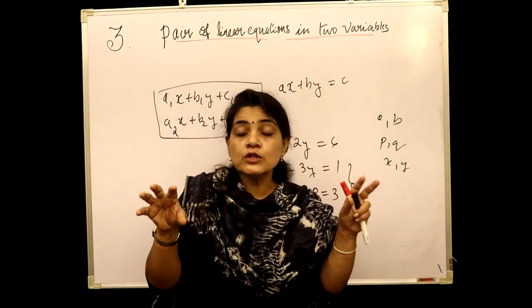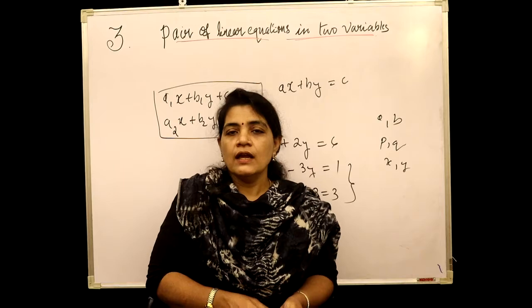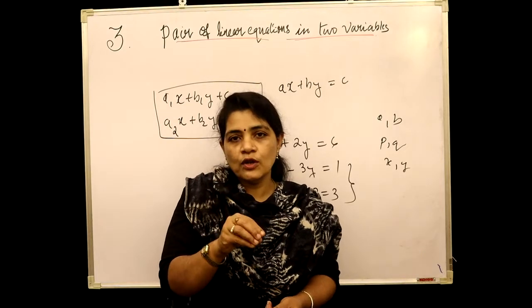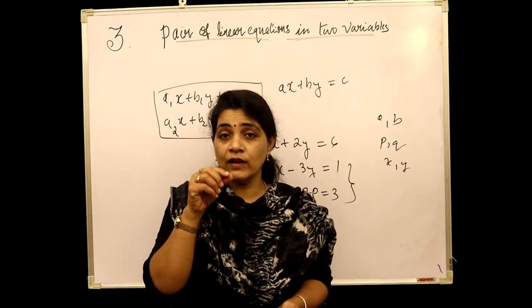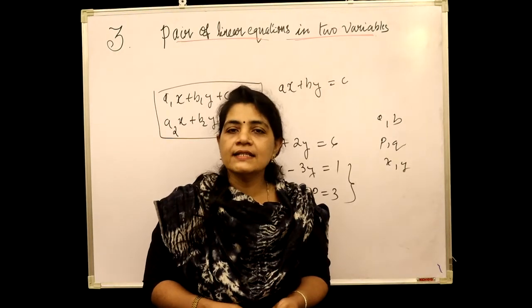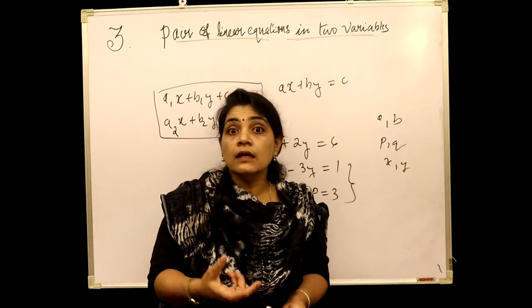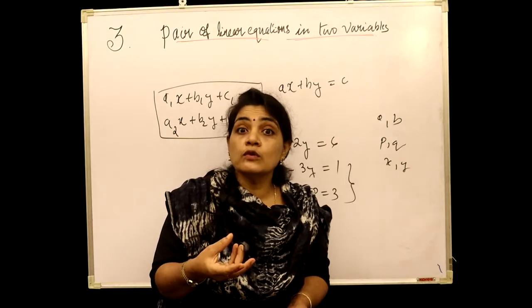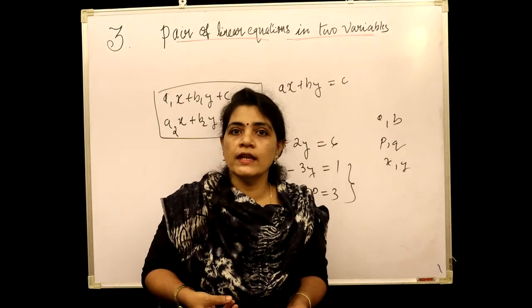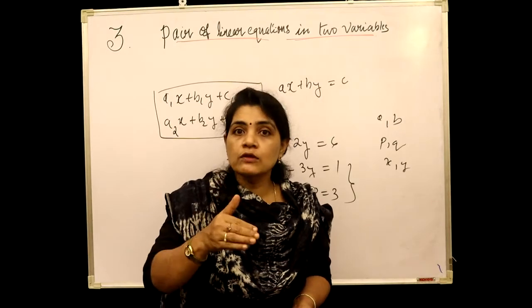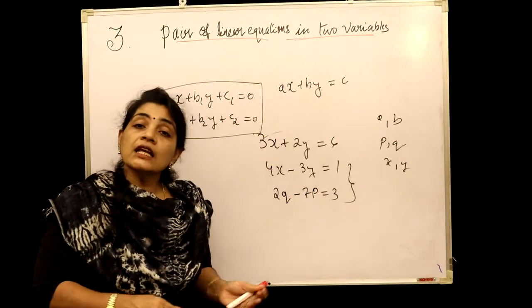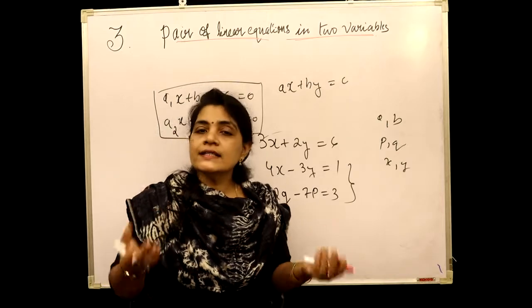Only those values of x and y will be the solution of the pair of linear equations in two variables. That is very important. In the 9th standard, we learned how many solutions a linear equation in two variables has. That means infinitely many values of x and y will satisfy a linear equation in two variables.